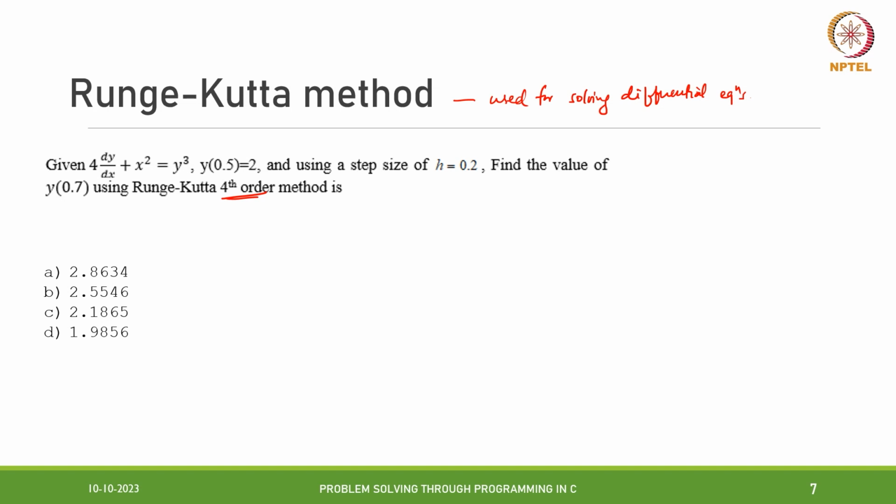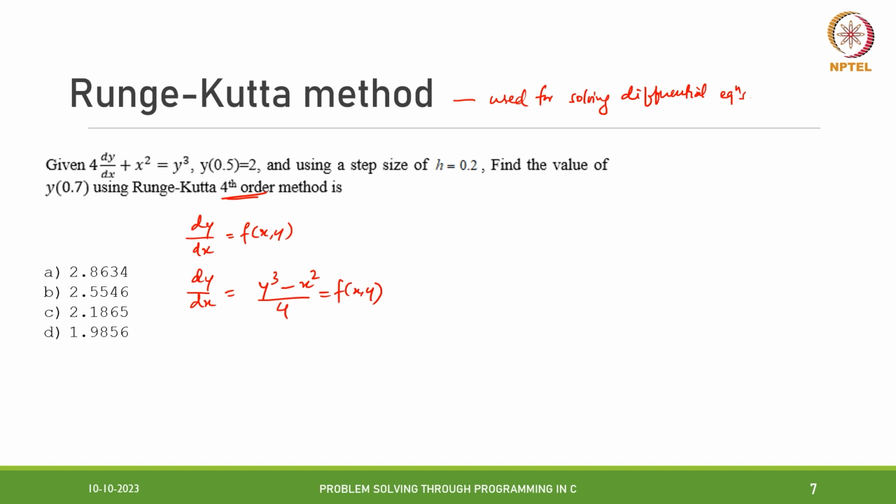Now, the first thing that we do when we get this, so this is an ODE, an ordinary differential equation that we have here. First we rewrite it in the form of dy by dx equals f of x, y. So this is the form that we write it in. If we write this ordinary differential equation in this form, what will it be? It will be (y cube minus x square) by 4, right? So this will be our f of x comma y.